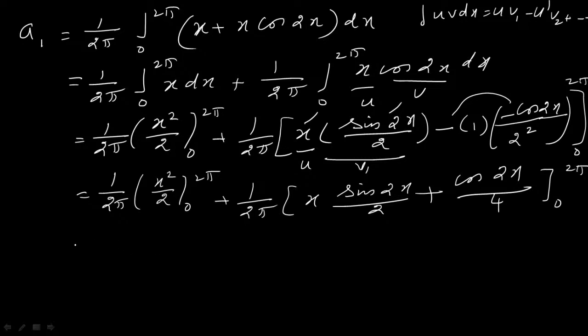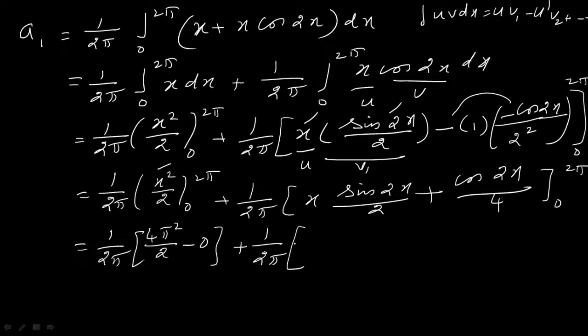Let me substitute both upper limit and lower limit. So in the first term, if you substitute upper limit, what happened? x square, if you substitute upper limit 2 pi, so 2 pi the whole square is nothing but 4 pi square divided by 2, minus, coming to the lower limit, 0 square by 2, that is 0 itself. Plus 1 by 2 pi of, when you substitute the upper limit, what happens?